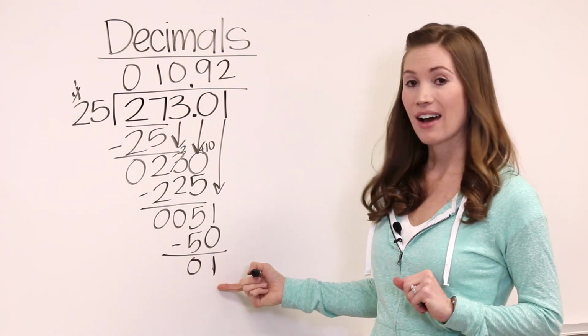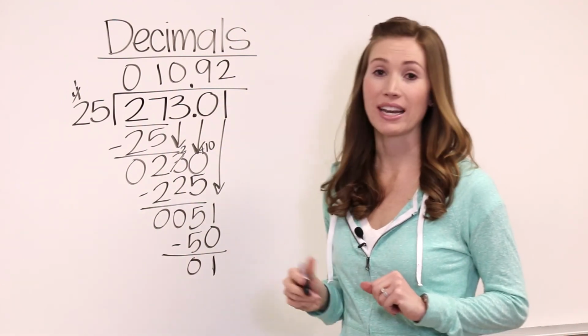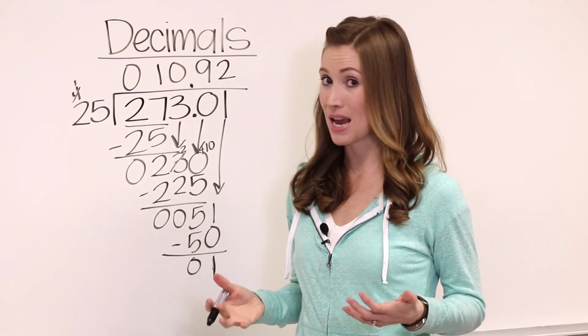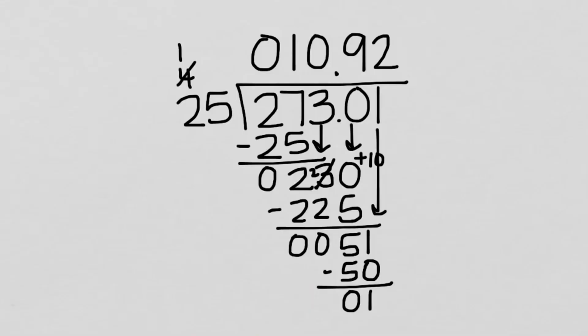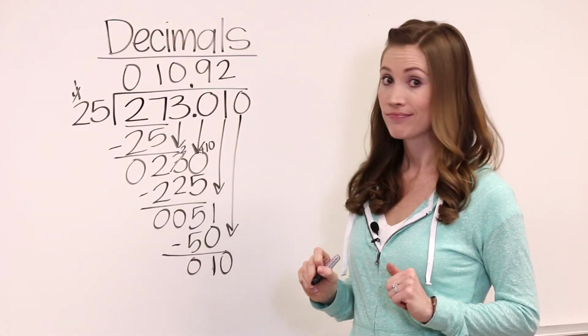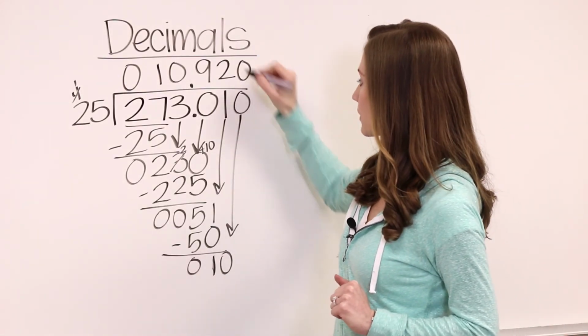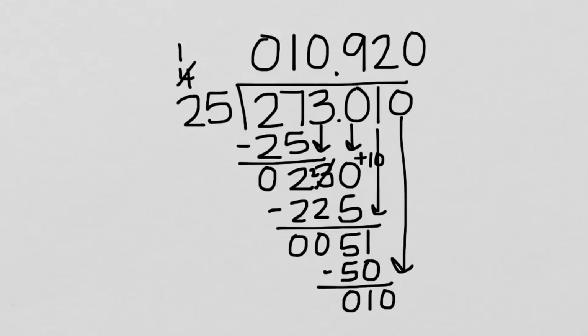Now, I still have 1 remaining, but because we're dividing decimals, I can't have anything remaining. So I'm going to add a 0 and bring it down. Now, can 25 go into 10? It can't, so I have another 0. I'm going to add one more 0 and bring it down.